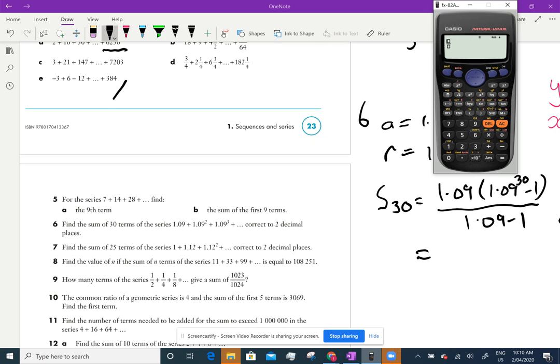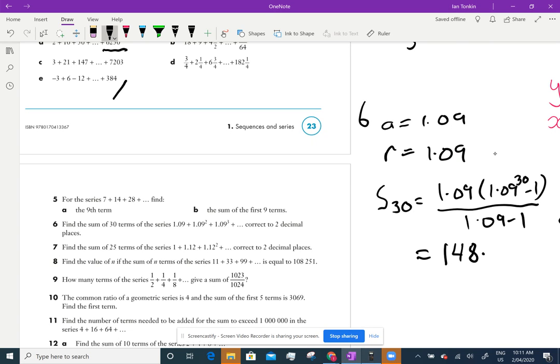So I'm just going to set it up again. I'm not going to bother going back. 1.09, I forgot the point, 0.09 times 1.09 to the power of 30 minus 1 over 1.09 minus 1. What are we doing? 2 decimal places, 148.58. 148.58. Approximate because we've rounded off.